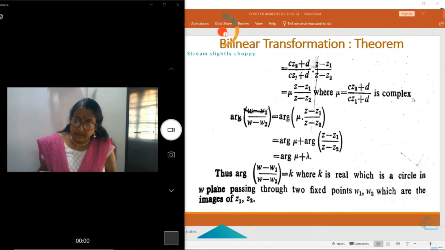So a circle in the z plane is projected into a circle in the w plane. So this theorem is also a very important theorem.